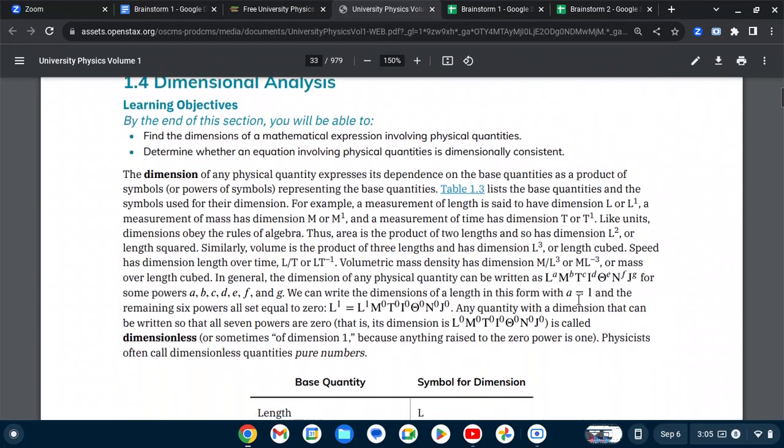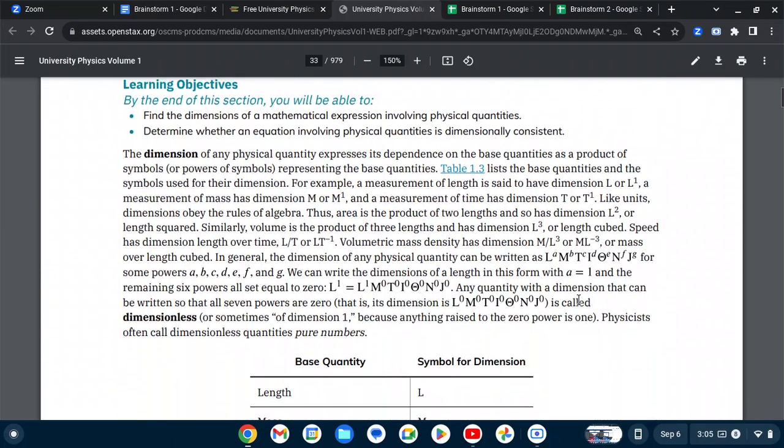1.4, Dimensional Analysis. Learning objectives. By the end of this section, you will be able to find the dimensions of a mathematical expression involving physical quantities, and determine whether an equation involving physical quantities is dimensionally consistent.